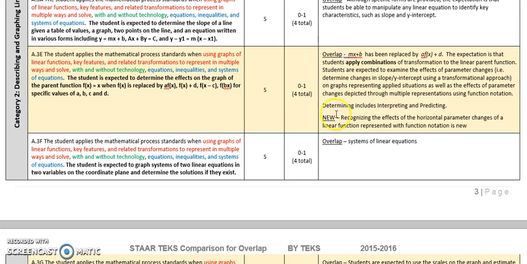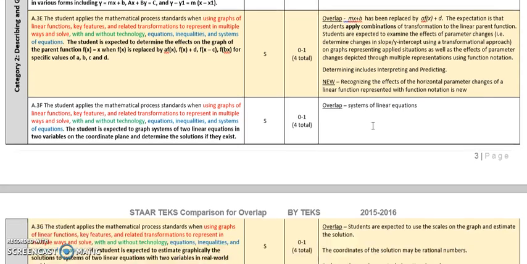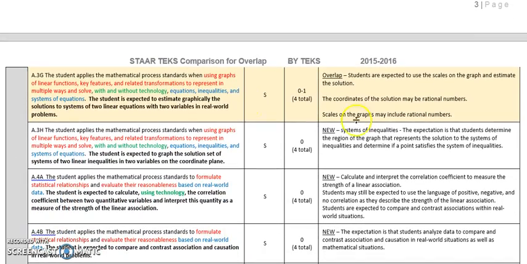Notice here the new piece, recognizing the effects of horizontal parameter changes of a linear function represented with function notation. That is new. Okay, so part of this TEK is not new, and students will be responsible for it. Another part of the TEK is new. That doesn't mean they won't see it, because it could be field tested, but it won't count for or against them. So as we scroll down a little bit more, here's another TEK I wanted to talk about.